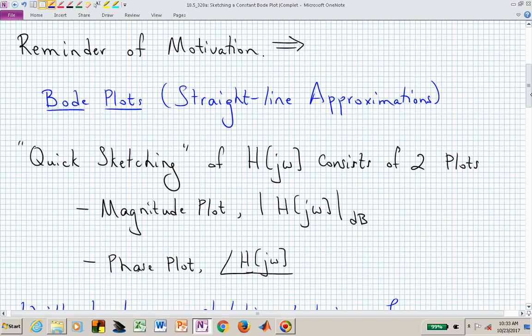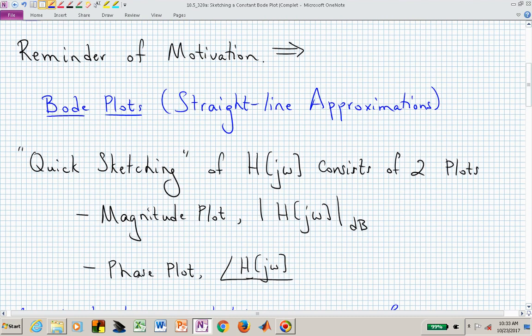Don't lose sight of what we're trying to do. We're simply developing strategies for quickly drawing straight line approximations to give us the frequency response behavior of a transfer function. And that frequency response will be in the form of two different plots. A magnitude plot, where the magnitude is expressed in decibels, that allows us to add up the different pieces that we learn how to sketch, and the phase plot, which is now the angle as a function of frequency.